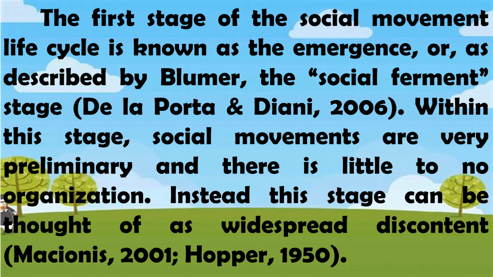The first stage of the social movement life cycle is known as the emergence or, as described by Blumer, the social ferment stage (Della Porta and Diani, 2006). Within this stage, social movements are very preliminary and there is little to no organization. Instead, this stage can be thought of as widespread discontent.